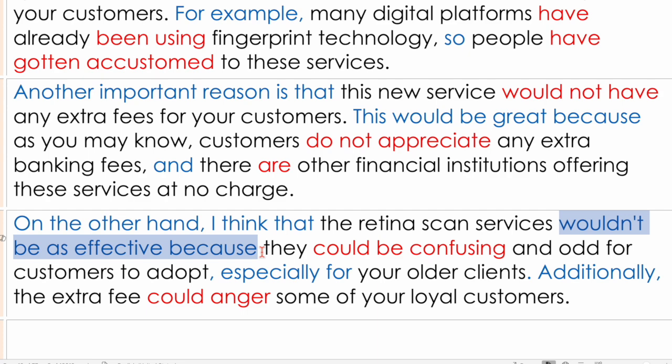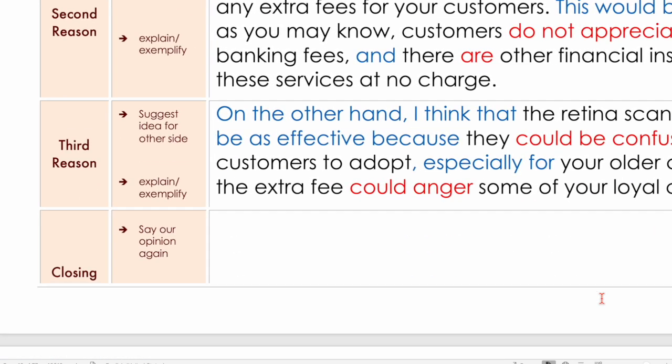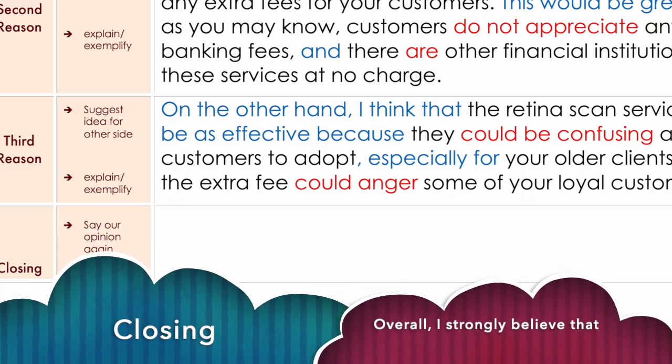Okay? And we said it could be confusing and odd. Especially older people. That's true. Very true. And then we added an extra idea here. Just the extra fee could anger loyal customers. Okay. Very strong. Yes. Another third, that other third idea was very strong. Okay. Very good grammar as well. Modals here, could be confusing. All right. So now we're going to get to our closing. Let's say your opinion again.